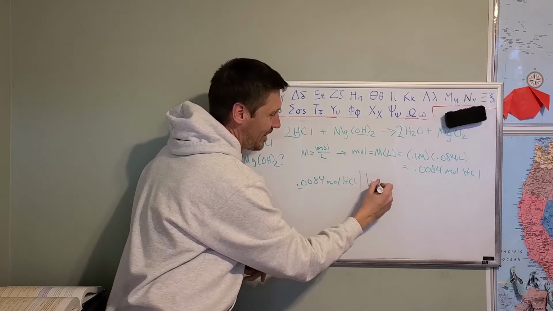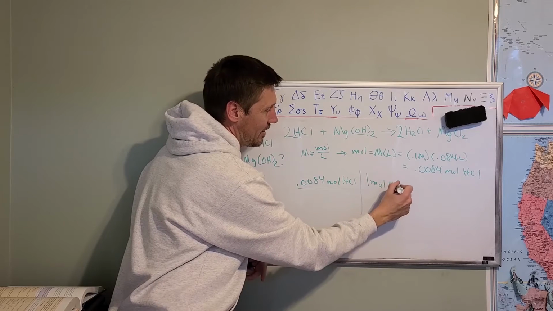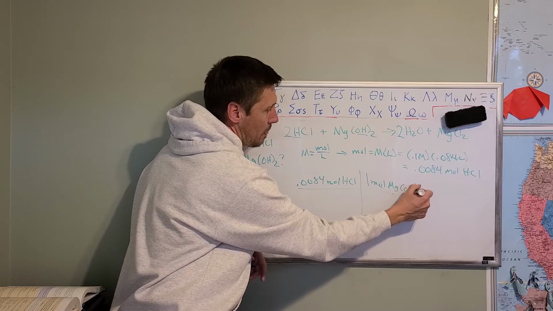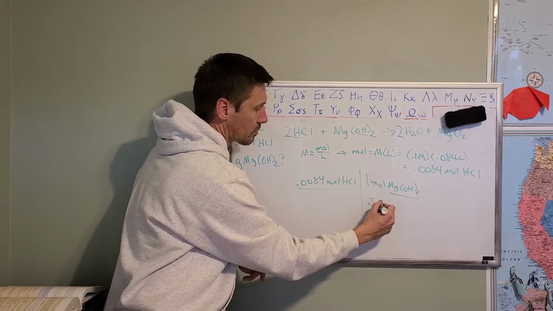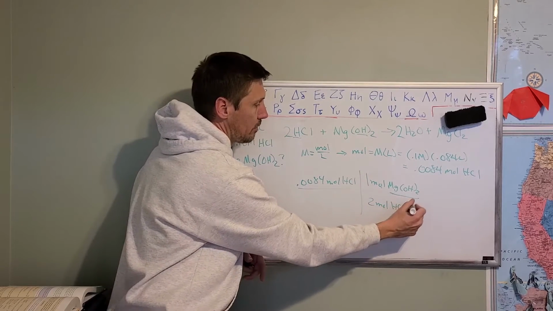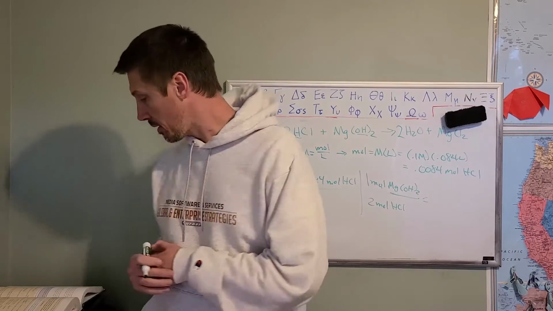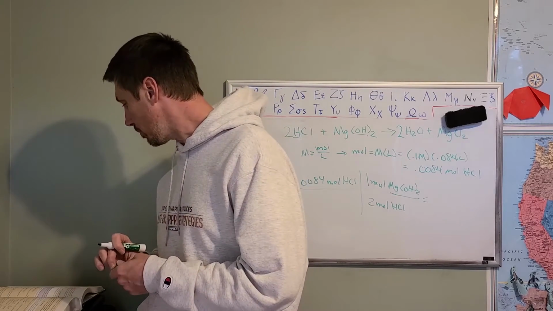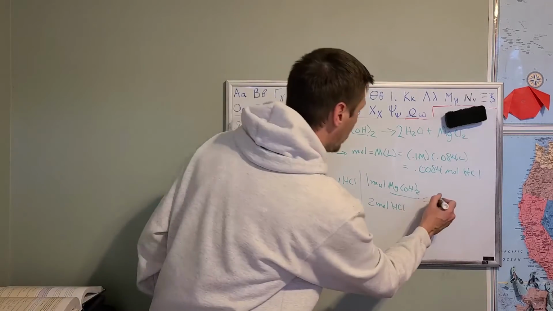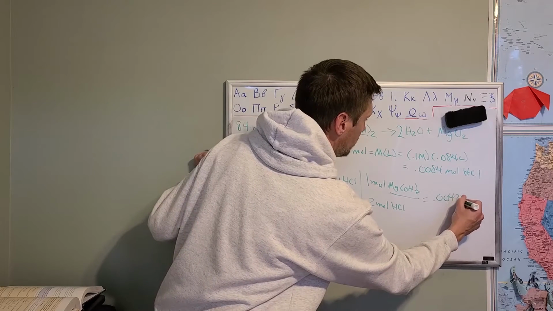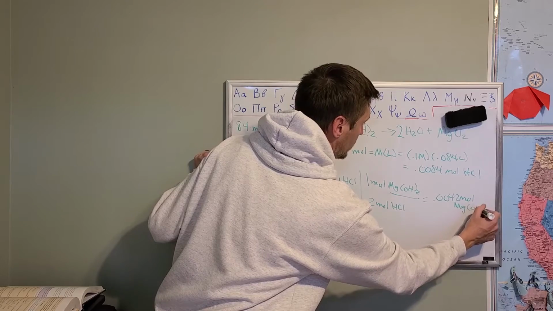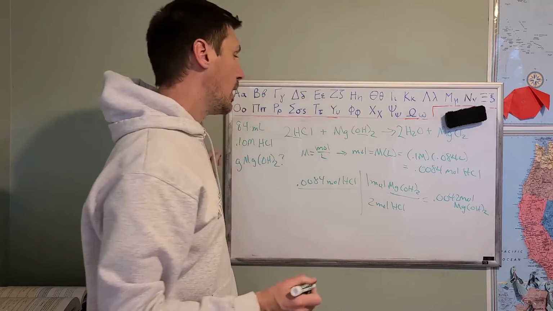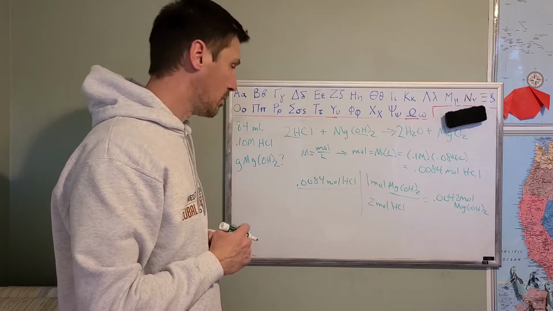All right, 1 mole of MgOH2 over 2 moles of HCl. And so that's going to give us the number of moles of MgOH2, and that calculation gives us 0.0042 moles of MgOH2.